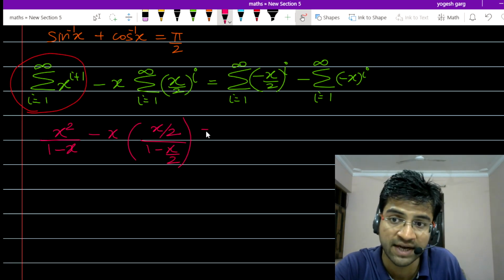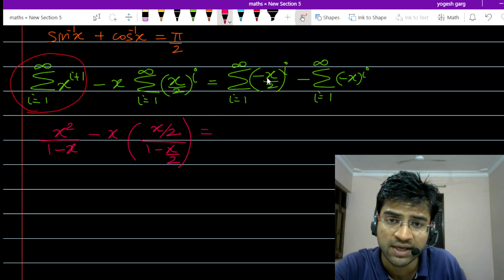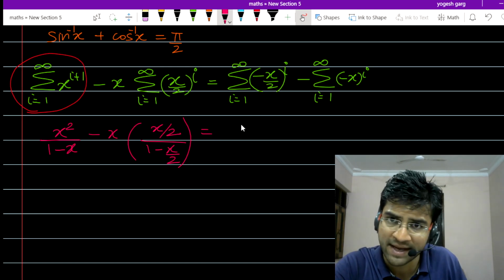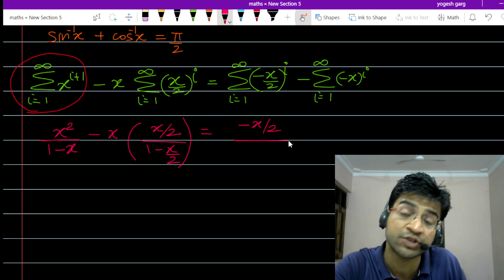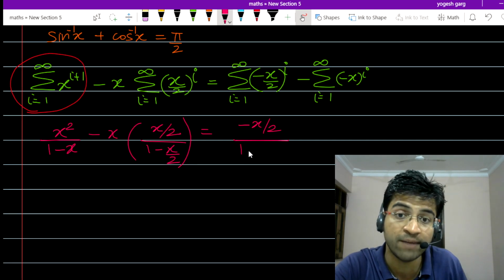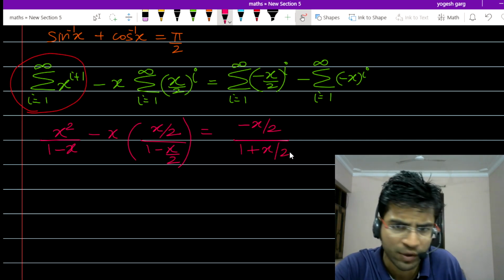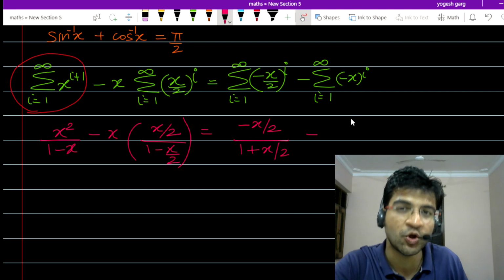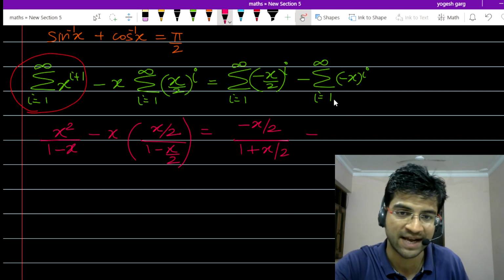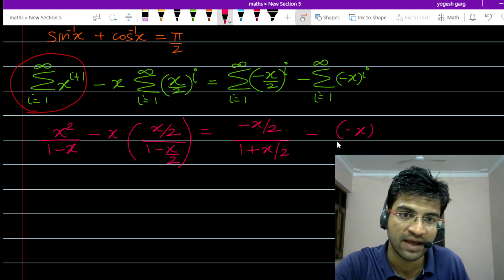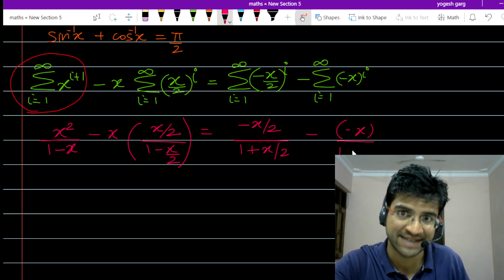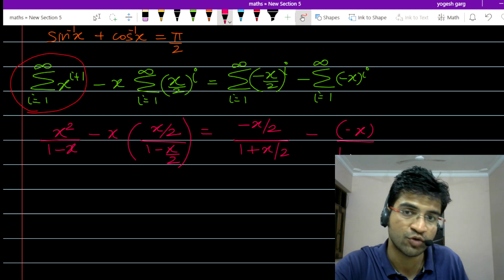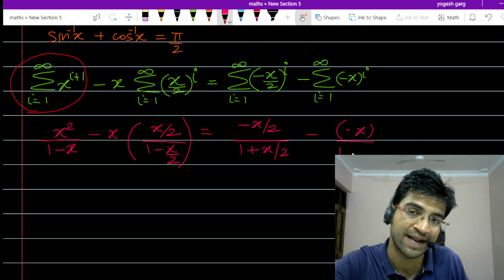Okay, fine. It is equal to, and now here first term is minus x by 2, and common ratio is also minus x by 2. So 1 plus x by 2. Okay, this is minus. Now here first term is not x square, it is minus x. So minus x upon 1 minus x. Again, common ratio is minus x. So 1 minus r, that is 1 minus x, 1 plus x.